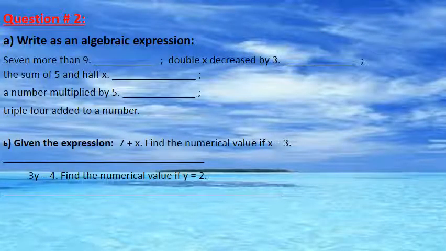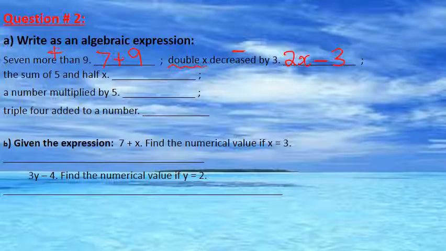Question number 2, we should write the following word expressions as algebraic expressions. We have 7 more than 9. More than refers to plus, so we write 7 plus 9. Double x decreased by 3. Double, we should multiply x by 2, so we have 2x. Decreased by refers to minus, so we have minus 3. This is the algebraic expression.